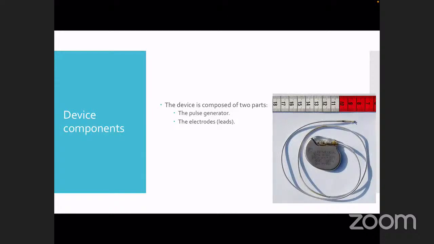In permanent pacemakers, the device is usually composed of two parts: the pulse generator and the electrodes. This is also the case for temporary pacing wires, but in different forms. So this on the right, you can see this is a permanent pacemaker, and you can see the pulse generator, which is the box, and then the lead that connects to both the device and the patient.